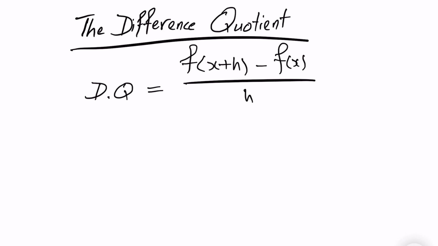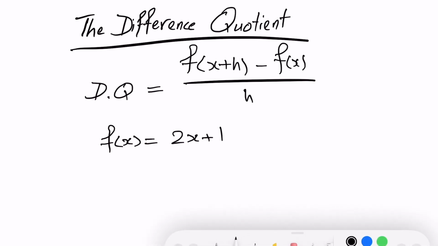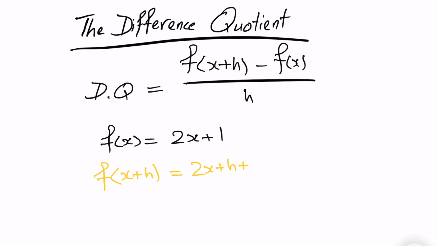For example, if we are given a function f of x is equal to 2x plus 1, that's a linear function. It means that we will get a straight line when we graph it. But when I ask what is going to be f of x plus h, I see too many different answers from the students, and that's the most confusing part in the difference quotient. Some students say that this is 2x plus 1 plus h.